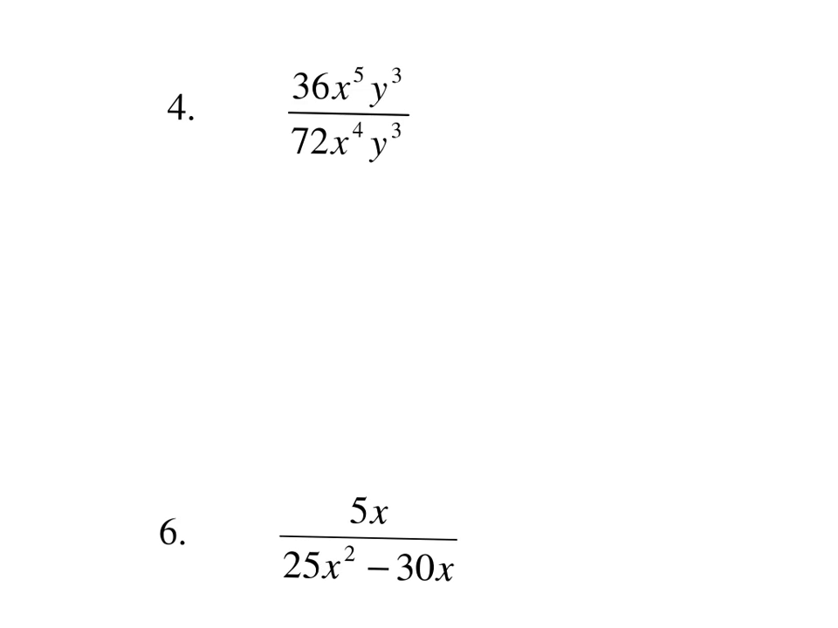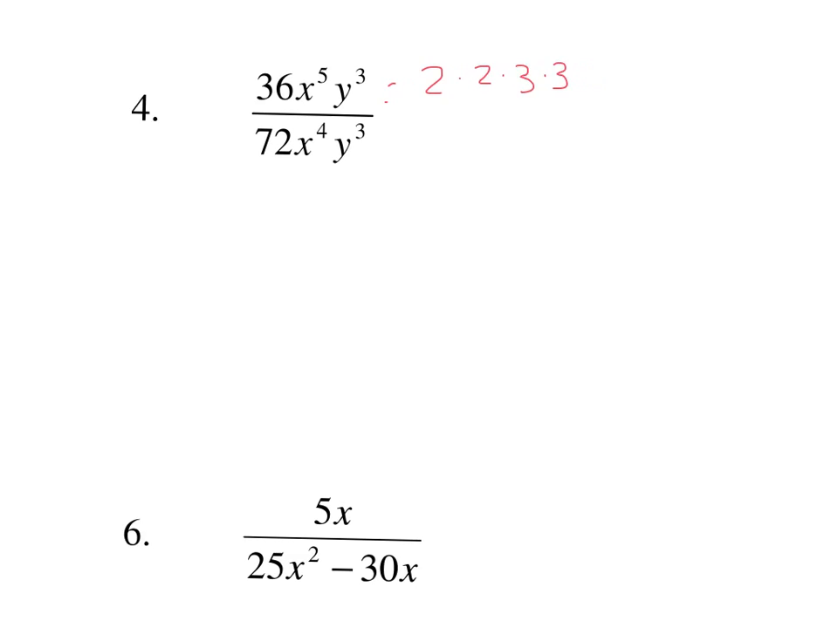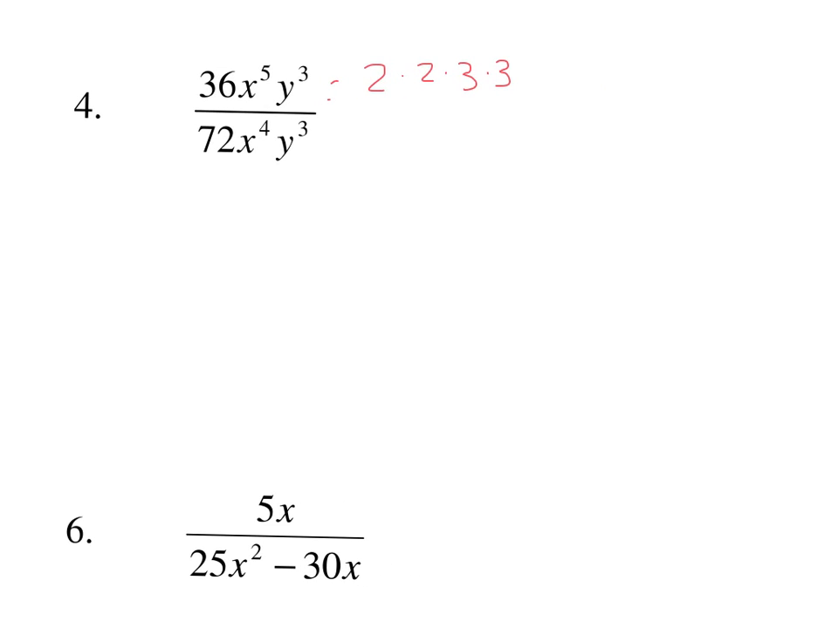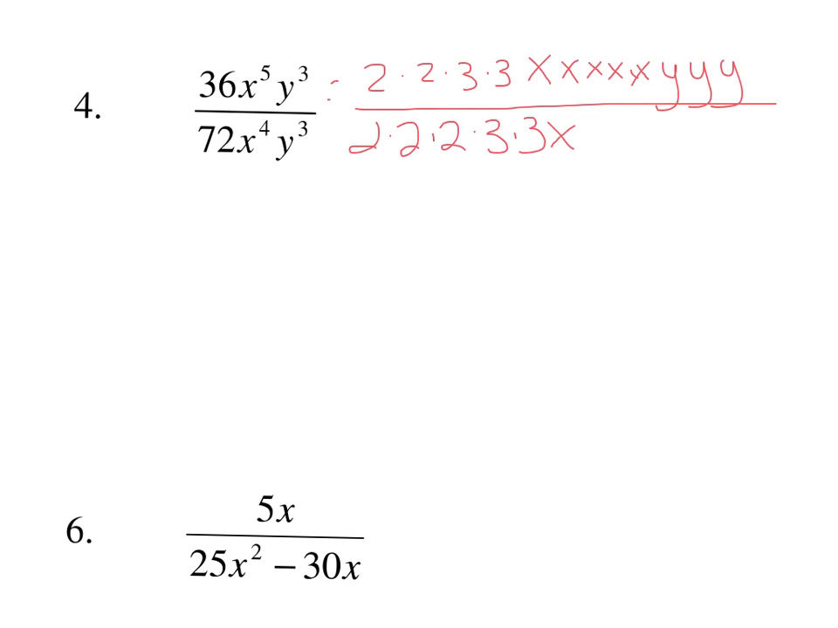On number 4, we're going to do the same type of thing. We're going to first use prime factors for 36. That's 2 times 2 times 3 times 3. And x to the 5th would be 5x's and y cubed over 72, I know, is 8 times 9, and 8 breaks down to be 2 times 2 times 2, and 9 is 3 times 3, and then 4x's and 3 y's.